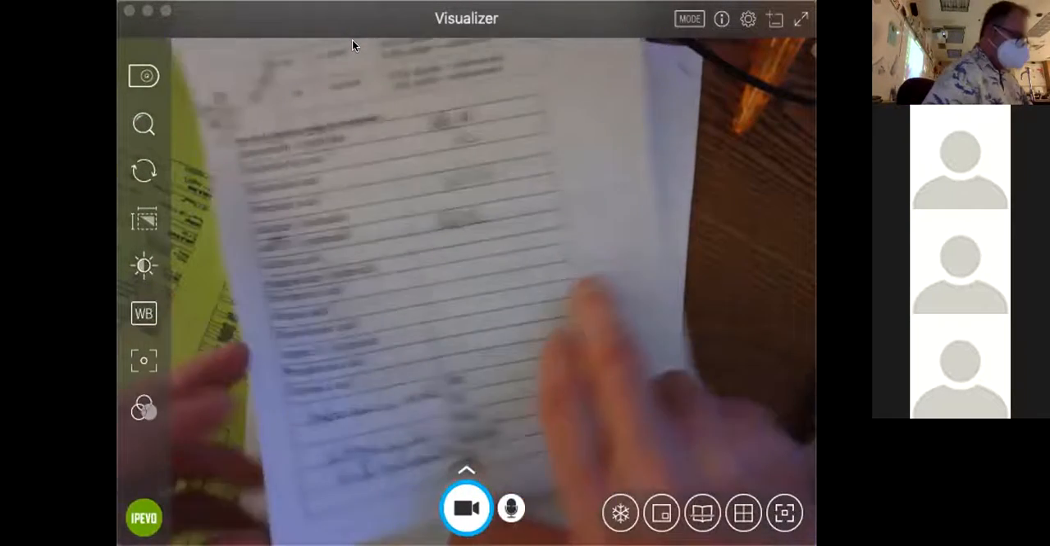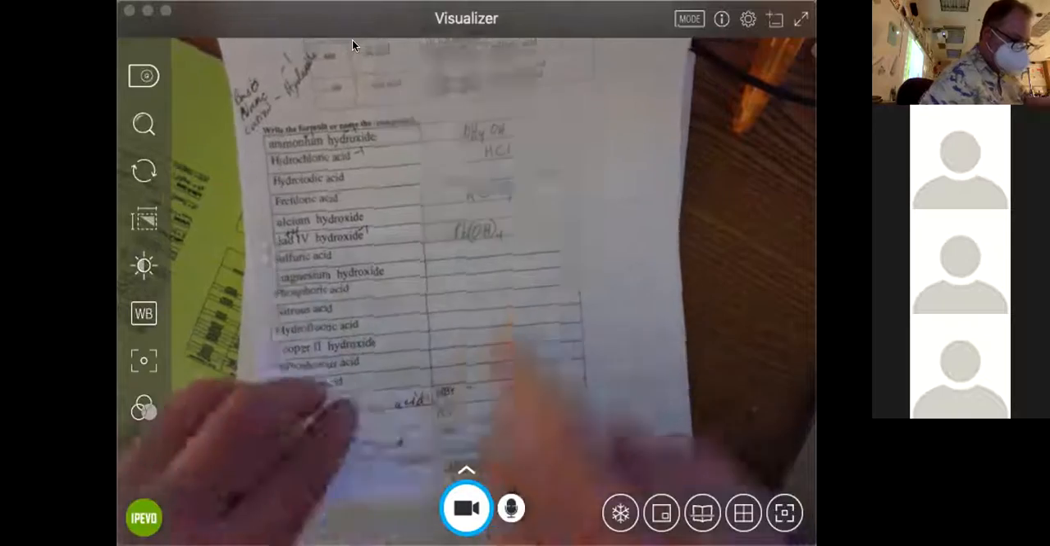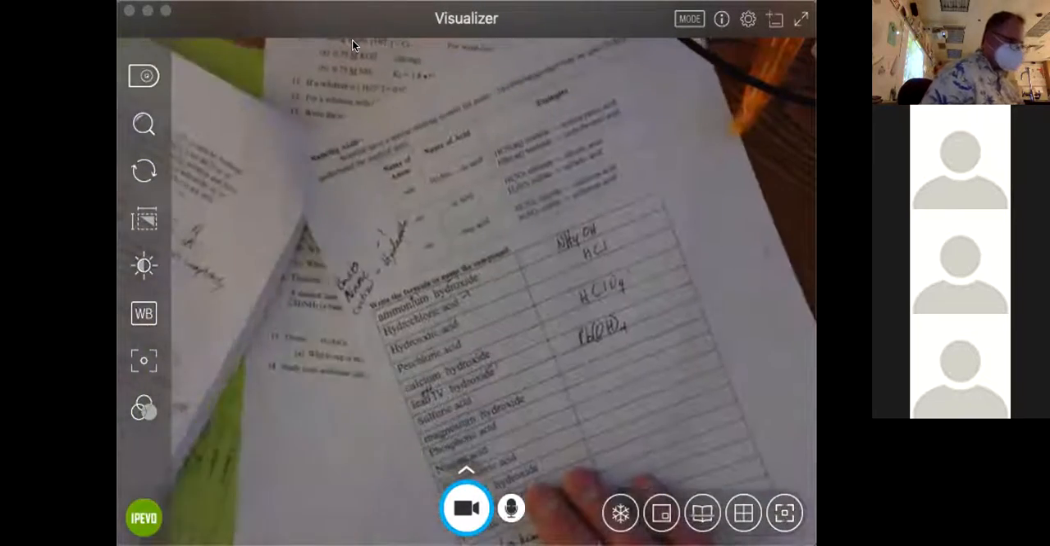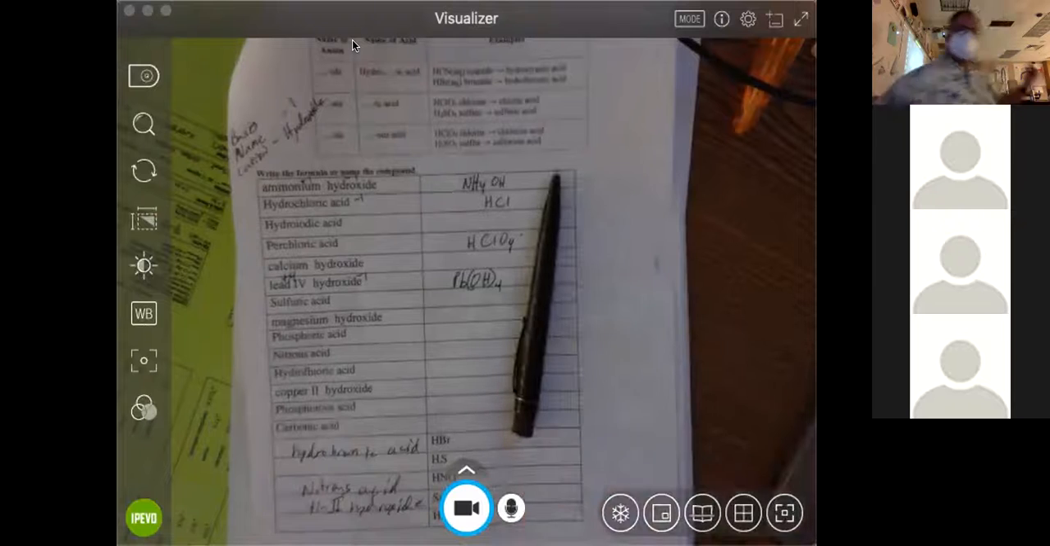The assignment for the rest of this period and till tomorrow is to finish this down to here, naming those acids and those bases. We'll go over that tomorrow with questions. I will keep the Zoom on, so if you want to ask questions during the Zoom, you're more than welcome.